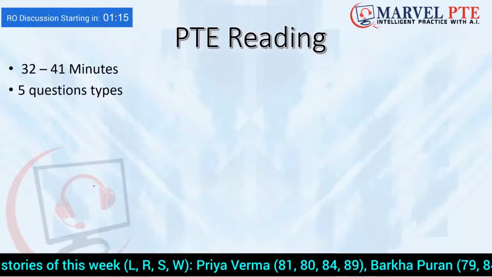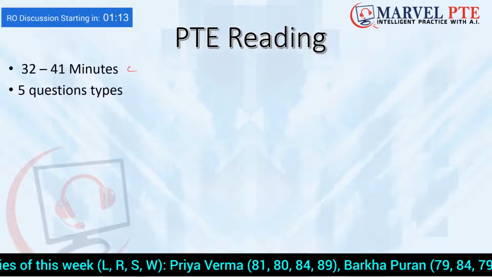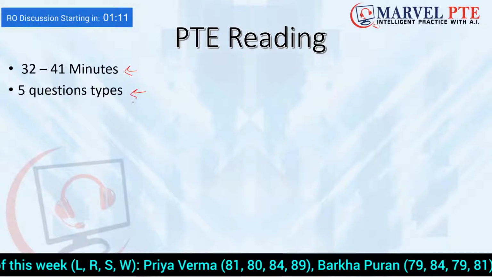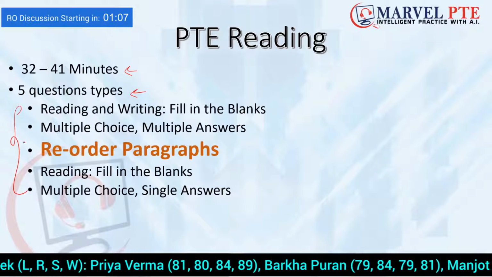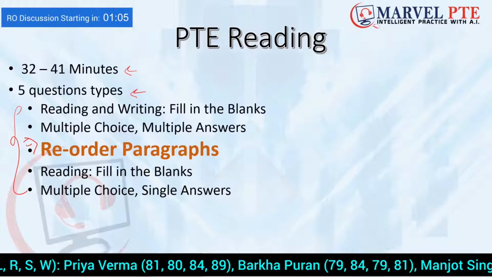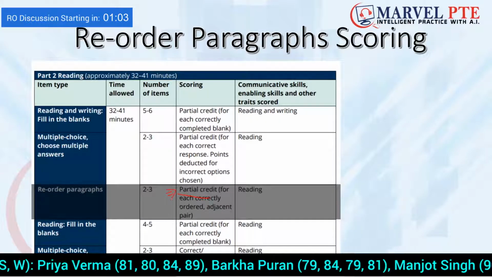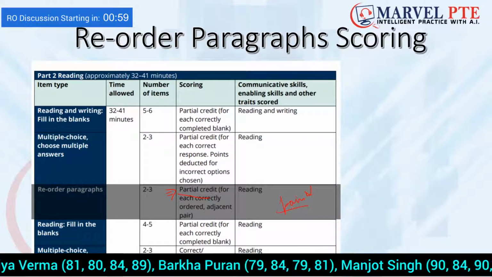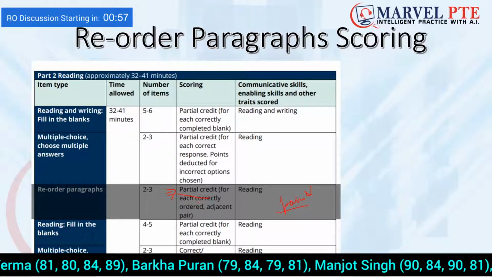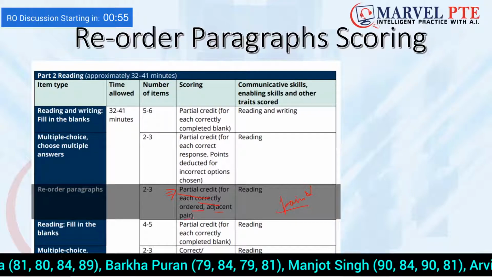Coming to today's topic, PTE Reading. It is of 32 to 41 minutes and it has 5 question types. The order for question types is fixed, and today we are going to discuss reorder paragraphs, and for that important information is that it is partially scored, so your focus should be on pairs because you get a partial credit for correctly ordered adjacent pair.